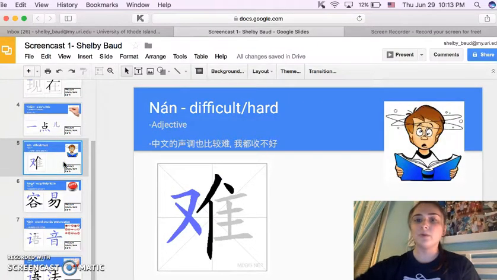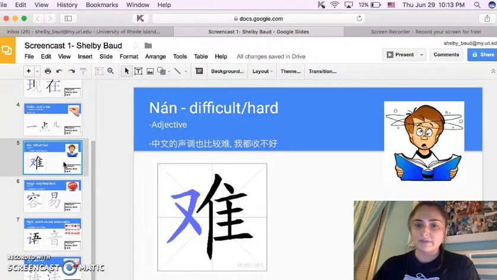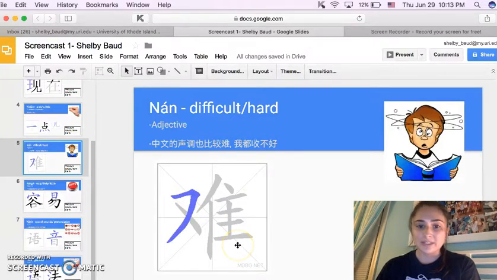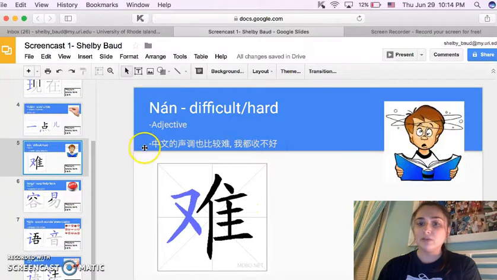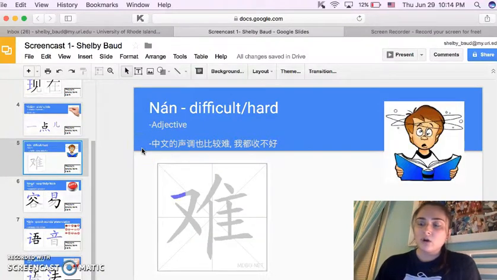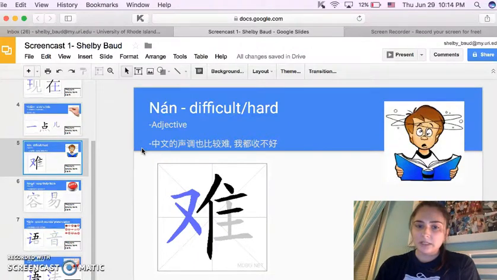And for the fourth word is nán, which means difficult or hard. It's an adjective. The radical for this word is a short-tailed bird, and the only way I thought to remember this is how short this character's brushstroke is. And it being used in a sentence would be: Zhōngwén de shēngdiào yě bǐjiào nán, wǒ dōu shuō bù hǎo, which means the intonation of Chinese is also quite hard, even if I can't say it well.